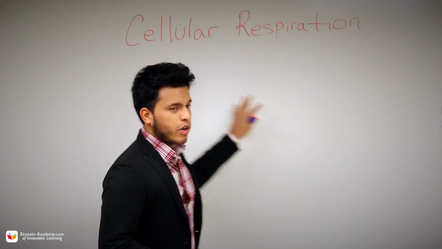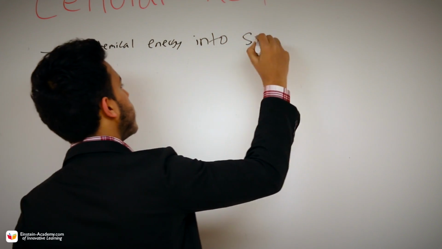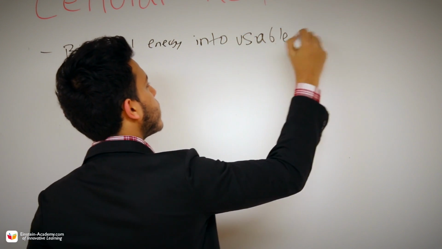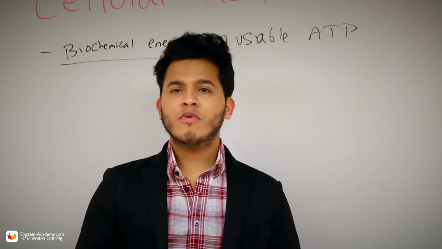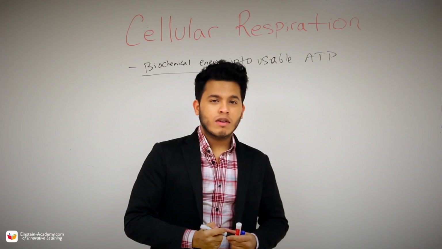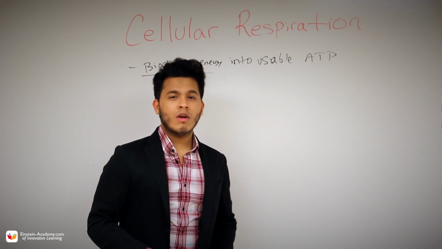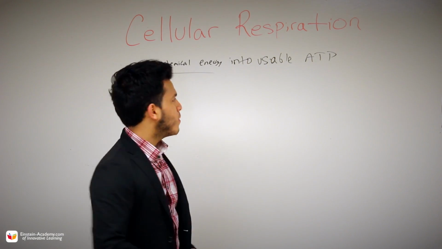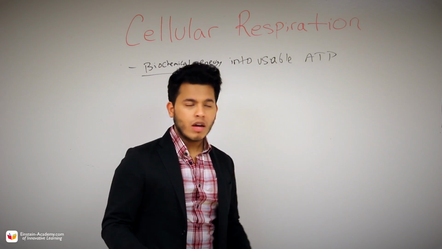So, what is cellular respiration? It's simply the process of converting biochemical energy into usable ATP. Now, where is biochemical energy coming from? It's coming from the foods that we eat. So in the morning you woke up, perhaps you had a milkshake. This milkshake obviously contains a lot of biochemical energy. It contains a lot of glucose, a lot of sugar, which is not good for you, but this will ultimately be converted into ATP that's usable in our body.